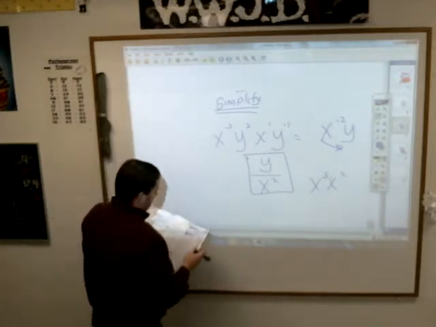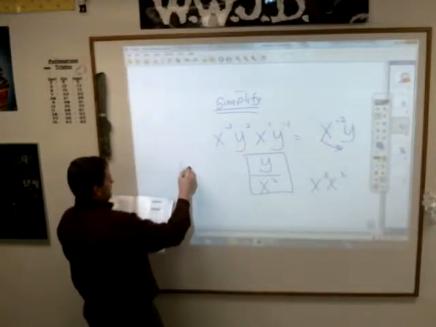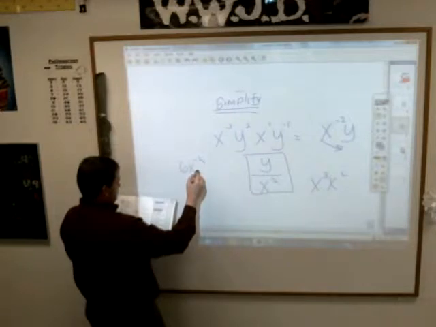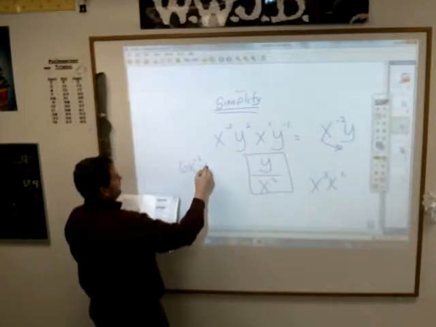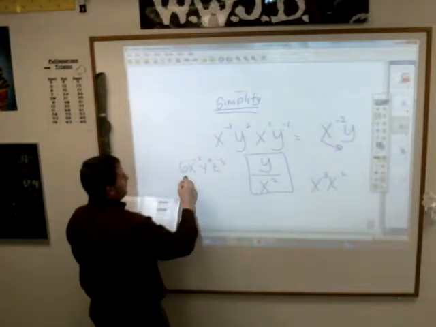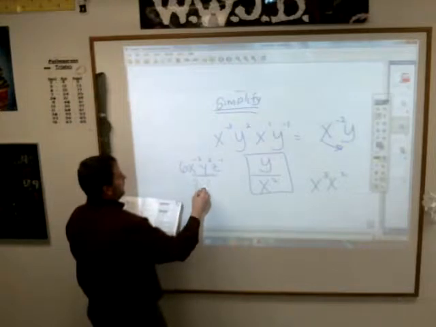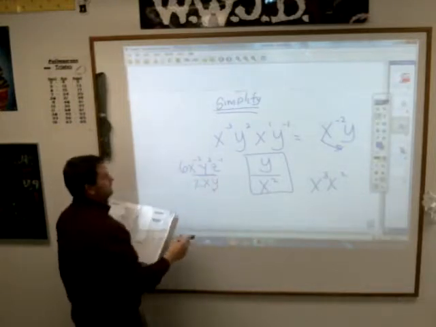Welcome to the world of upper level mathematics, children. How about this one? 6x to the negative 2, y to the third, z to the negative 1 over 2xy.